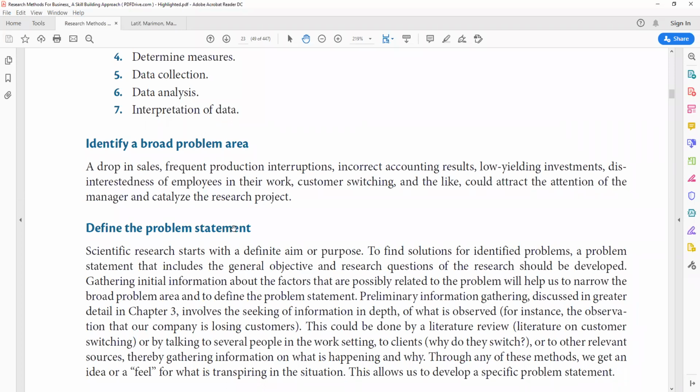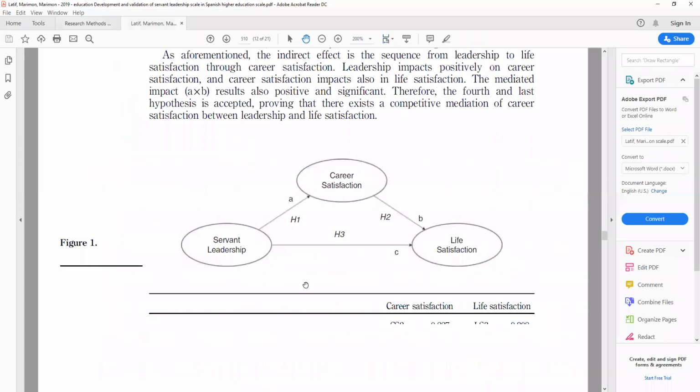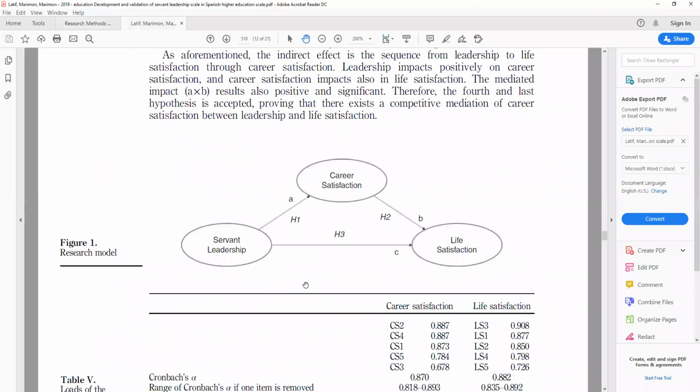In this case, for instance, as you can see, the problem statement was to assess the mediating role of career satisfaction on the linkage between servant leadership and life satisfaction. So this was the problem that we wanted to assess. What if I change this variable, career satisfaction, to self-efficacy in the next research? What would my problem statement be then? My problem statement would be to assess the mediating role of self-efficacy on the relationship between servant leadership and life satisfaction. So this problem statement is very concise, very clear, very focused.